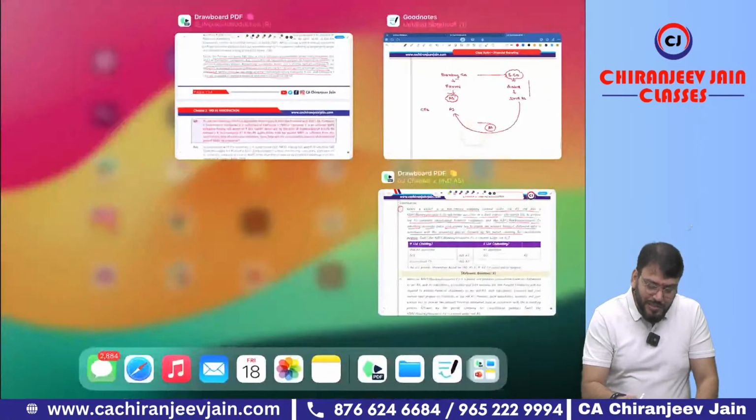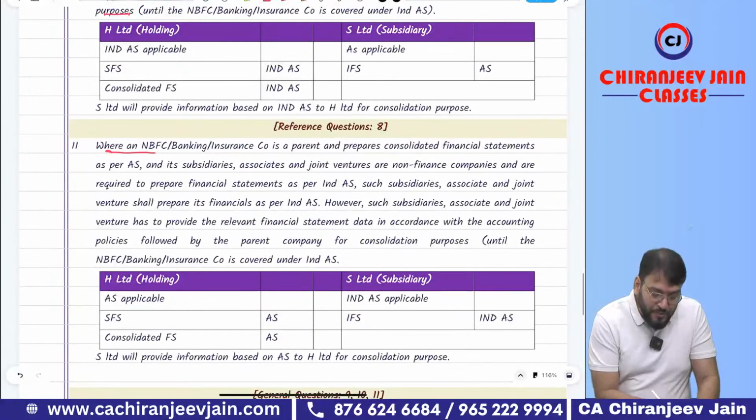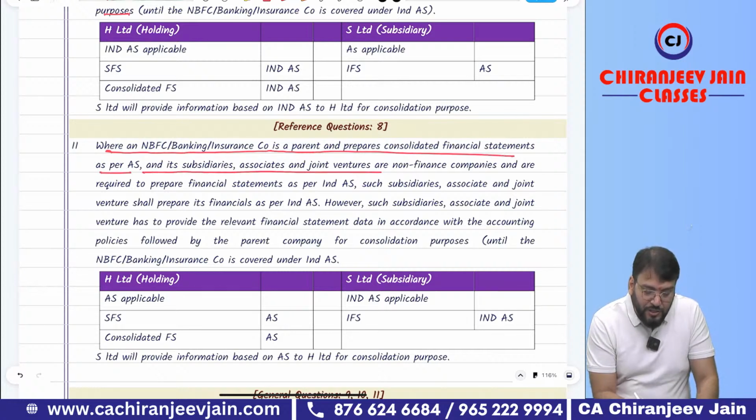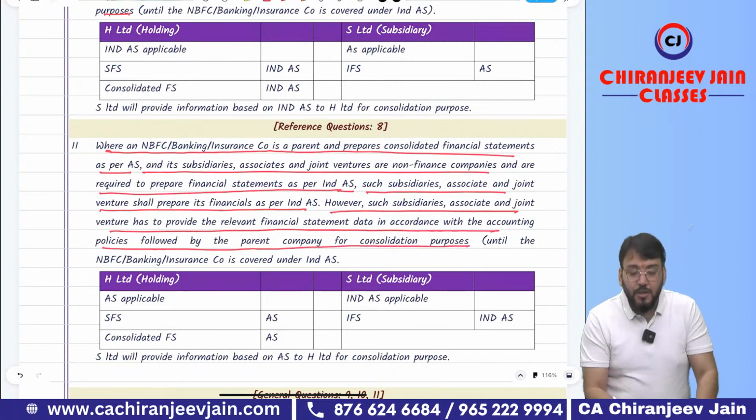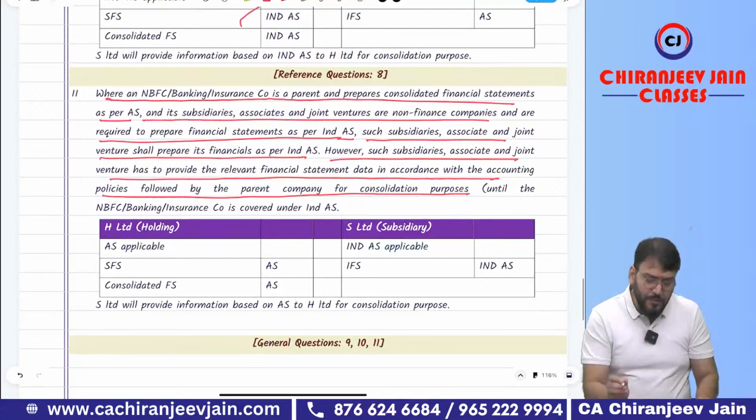Yes, sir. Now you can read the second clarification where the NBFC, banking company or insurance company is a parent and prepares CFS as per AS, and its subsidiaries, associate and joint venture are non-finance companies and are required to prepare financial statement as per Ind AS. Thus, subsidiary, associate and joint ventures shall prepare financial statement as per Ind AS. However, such subsidiaries, associate and joint venture have to provide relevant financial statement data in accordance with the accounting policy followed by the parent company. For which purpose? Consolidation purpose. One diagram has been given to explain this.